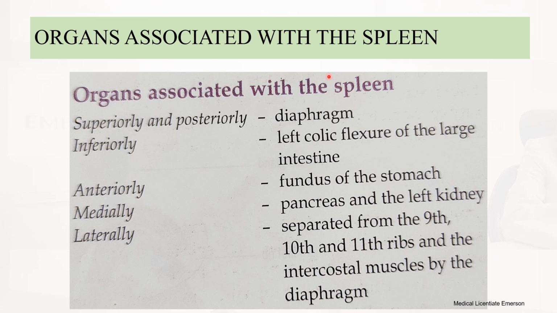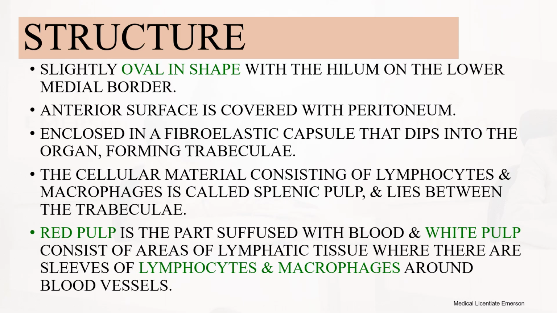So other organs associated with the spleen: superiorly and posteriorly, we have the diaphragm. Then inferiorly, the left colic flexure of the large intestine. Anteriorly, we have the fundus of the stomach. Then medially, we have the pancreas and the left kidney. Laterally, it is separated from the 9th, 10th and 11th ribs and the intercostal muscles by the diaphragm.